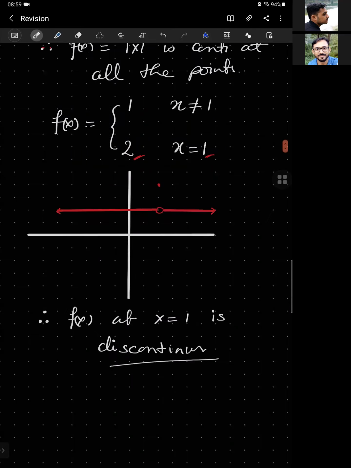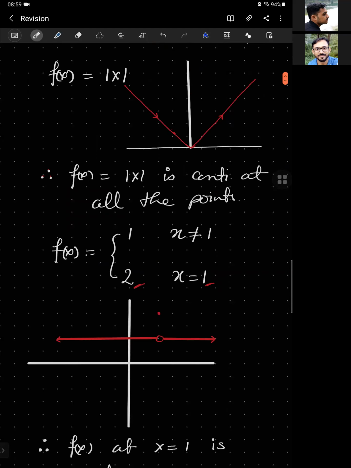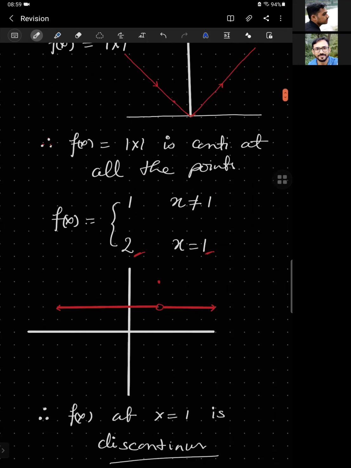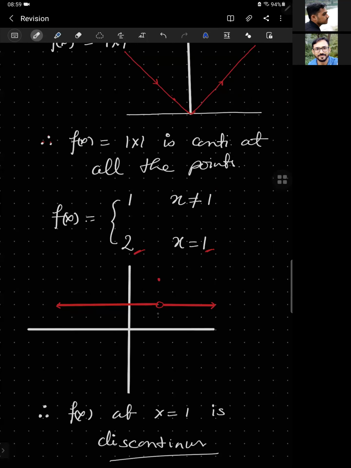So I suppose now you are able to understand the meaning of continuity and discontinuity. Continuity is when you need not lift up the pencil. And over here also, you must keep in mind, only at x equals to 1, it is discontinuous. Rest at all the points, the above given function is continuous.